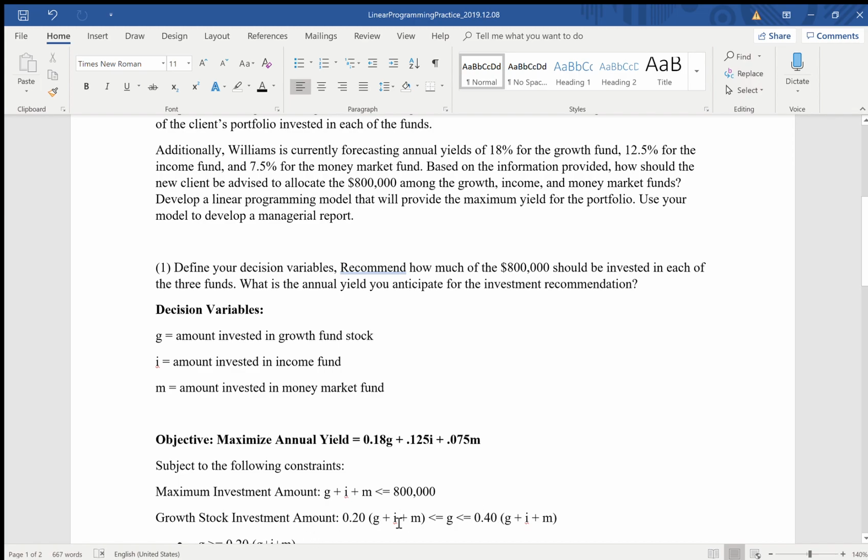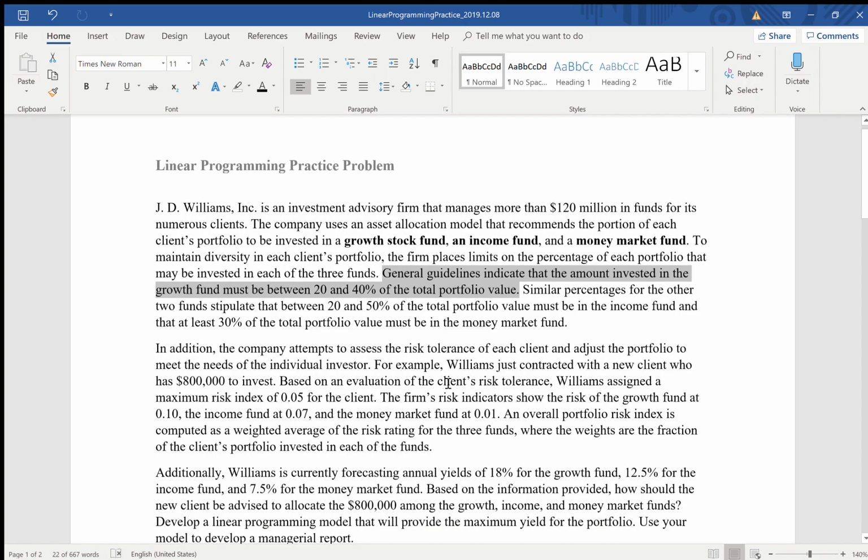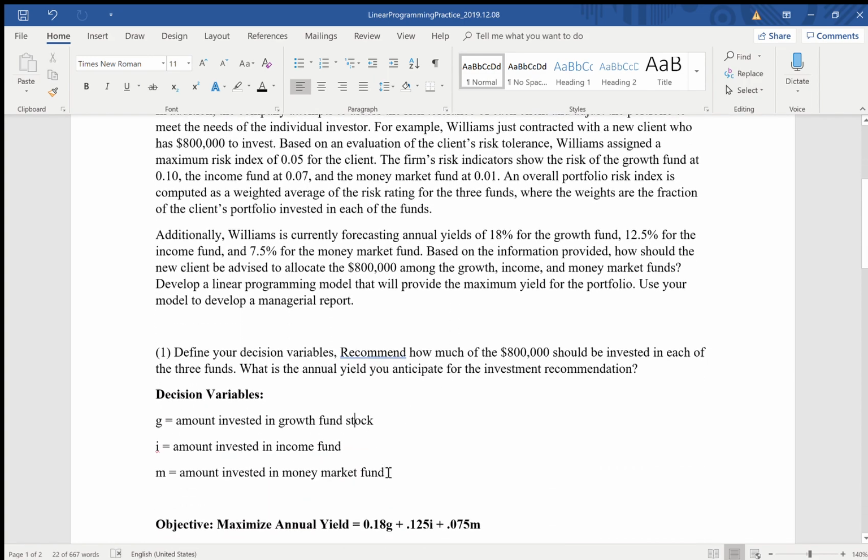All right, so this is how I formulated it. I formulated it as one line, just because I prefer to do it that way. But this will translate into two pieces of information because there's both a minimum and a maximum. And I got that information up here. So general guidelines indicate that the amount invested in the growth fund must be 20 to 40% of the total portfolio value. And what is the total portfolio value? It's adding these amounts, G plus I plus M.